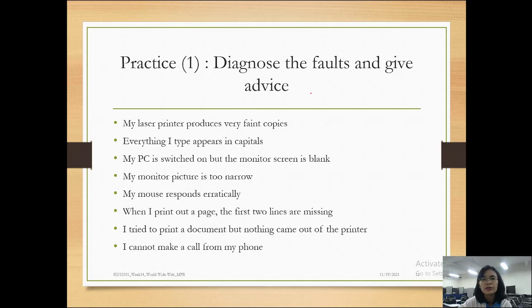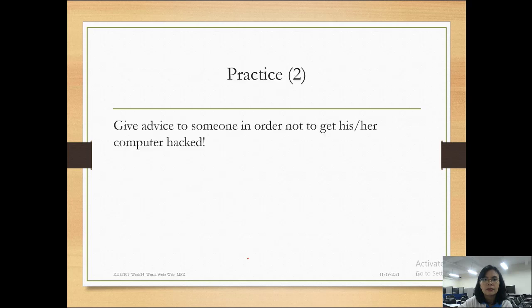And so what I want you to do for this first practice, I want you to give one diagnosis of the fault and give the advice for that fault for each of these practice questions. And then the second one, I also would like you to give advice in order for someone not to get his or her computer hacked.